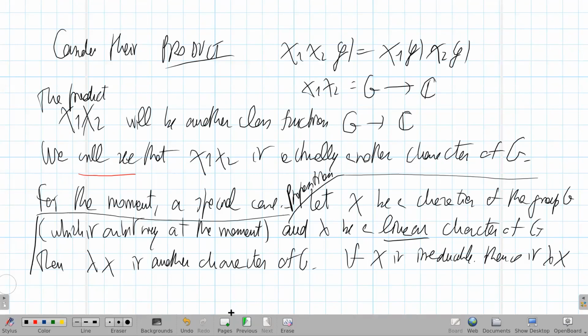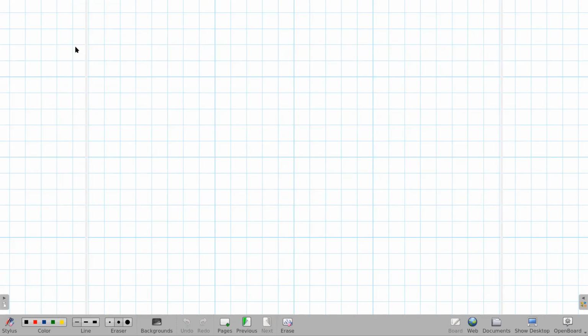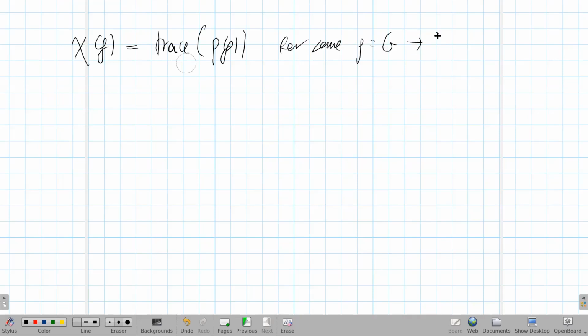Let's prove this, and the reason it's quite simple. I have taken a character, so chi of G is the trace of, I'll try to write trace in full, rho of G for some representation, with, remember, rho a morphism. And then lambda is a linear character, so lambda is also a morphism from G to C star.